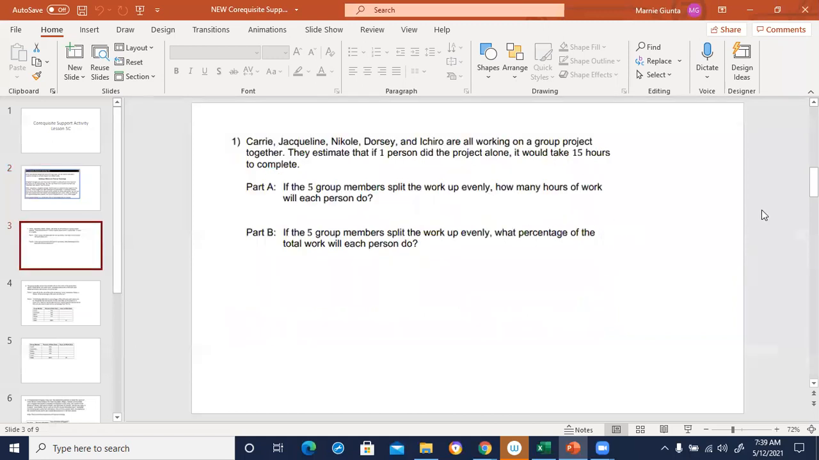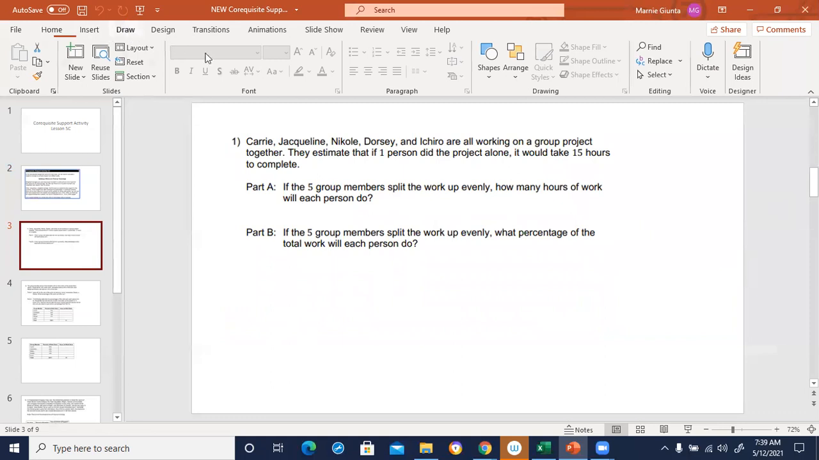So in this first example, you can read: Carrie, Jacqueline, Nicole, Dorsey, and Ichiro, that's how I'm saying it, are all working on a group project together. So that is 1, 2, 3, 4, 5 group members. They estimate that if one person did the project alone, it would take 15 hours to complete.